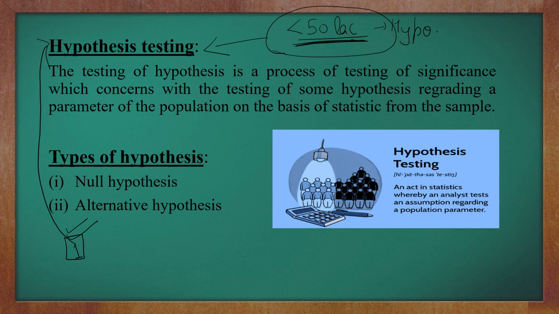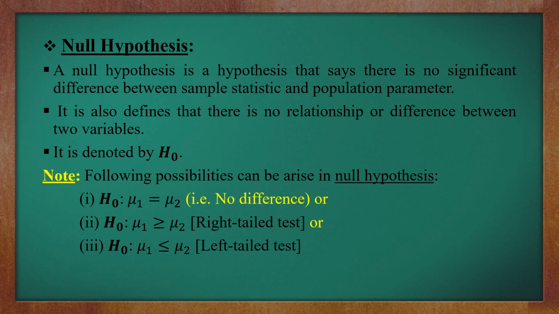Now, hypotheses are basically of two types. First one is the null hypothesis. Second one is the alternative hypothesis. Okay, so what is the null hypothesis? First of all, I'll give you the basic things about it. The null hypothesis is denoted by H naught. And null hypothesis means there is no difference between the sample and population you have.